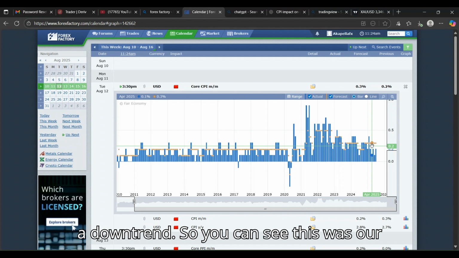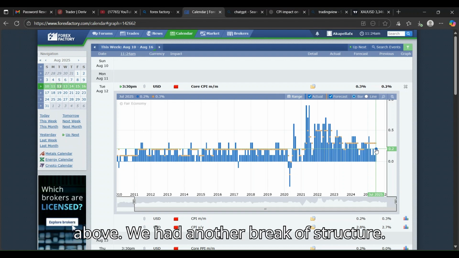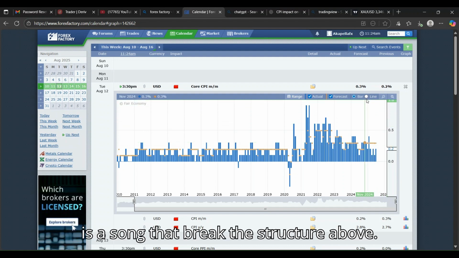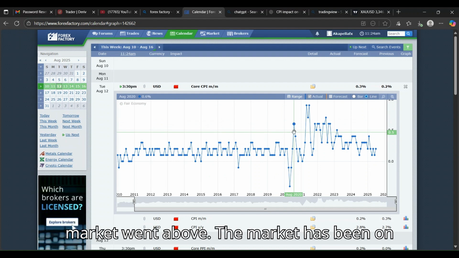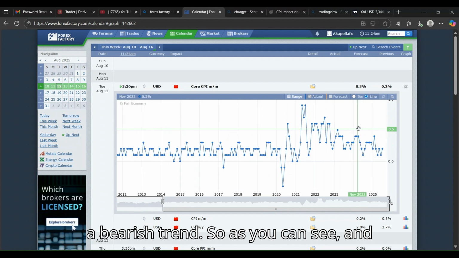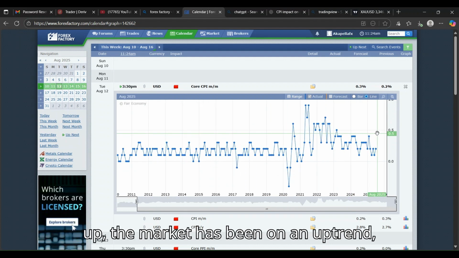You can see this was our higher high. Next we had a break of structure to above. We had another break of structure, and another break of structure. This one also broke the structure above. So we had a change of character here. The market went above. The market has been on a bearish trend, and previously the market has been rallying up. The market has been on an uptrend.